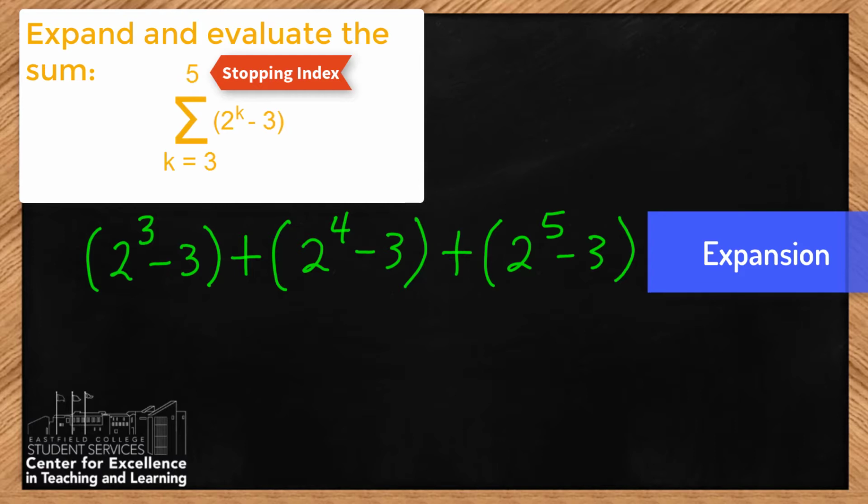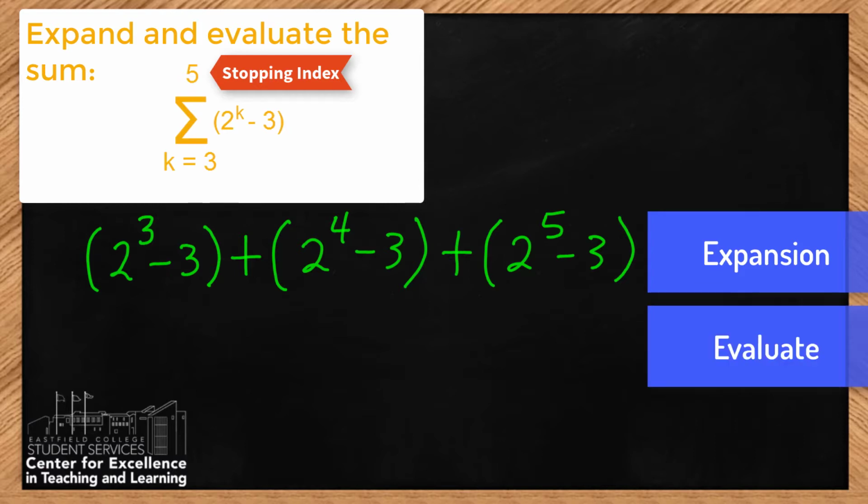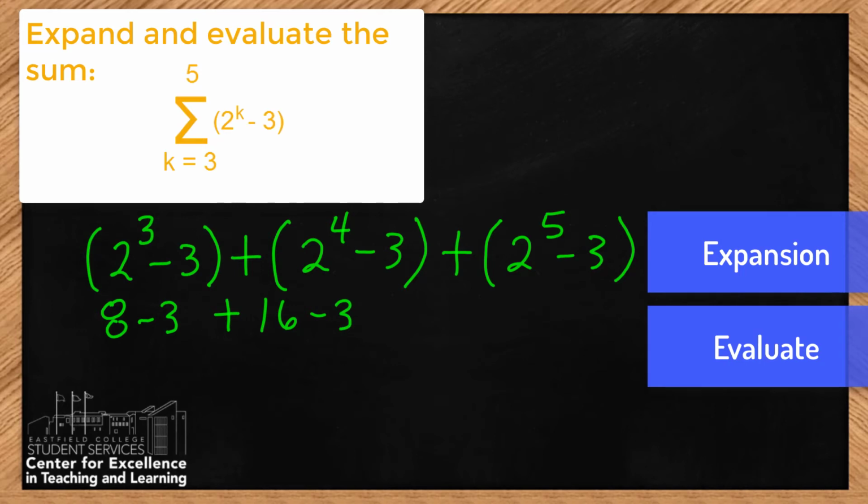This is the expansion. But we also need to evaluate this sum. So we go ahead and calculate each of the values. 2 to the third power, you can put that in your calculator if you want. It's actually 8. So the first one would be 8 minus 3. 2 to the fourth power, that's 16. And then we've got 2 to the fifth power.